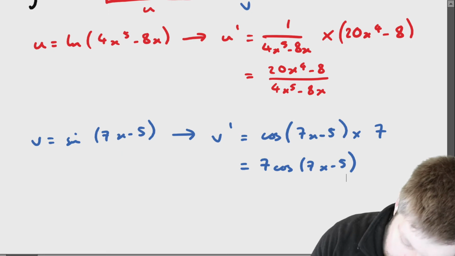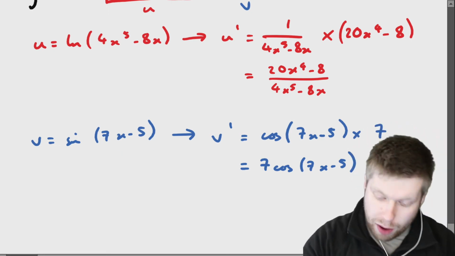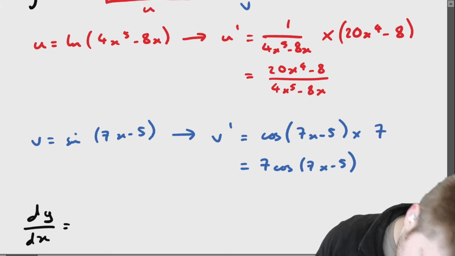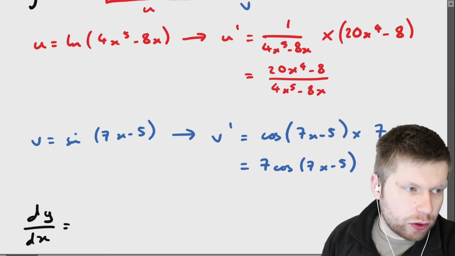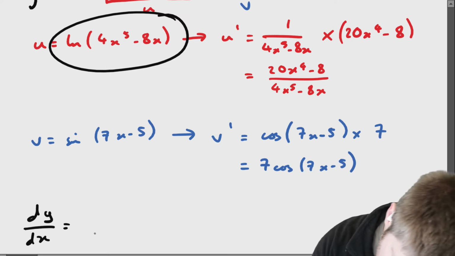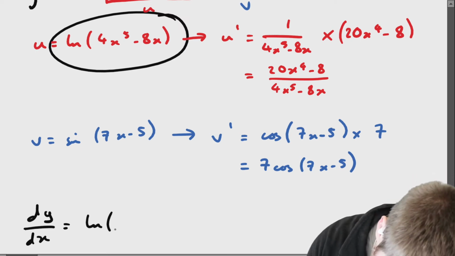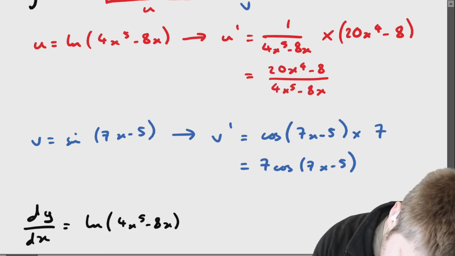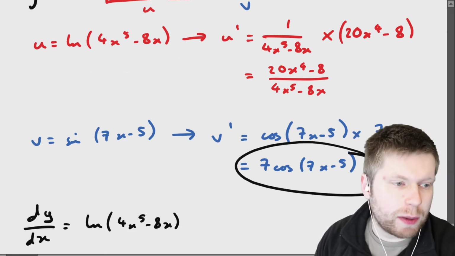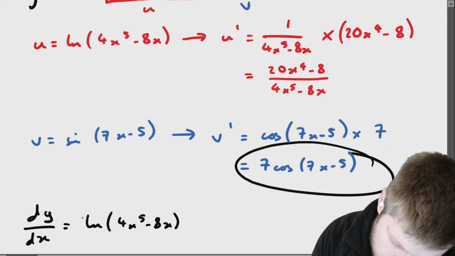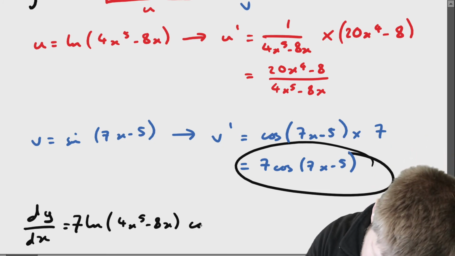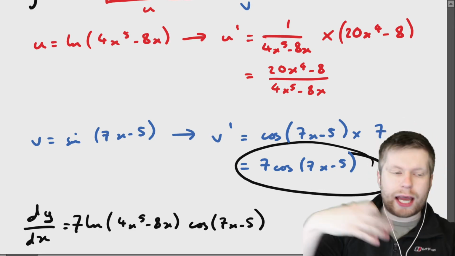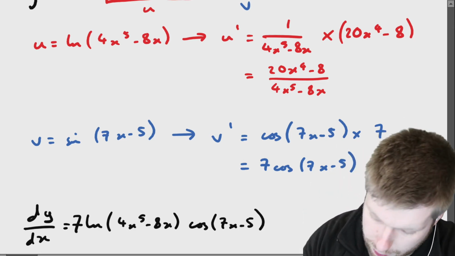Okay, fantastic. Now I'm in a position where I can actually use my formula to work out the derivative of my original function. So it's going to be u multiplied by the derivative of v. So u is equal to the natural log of 4x to the power 5 minus 8x, multiplied by the derivative of v, which is 7 times the cosine of 7x minus 5. I'm going to pull the 7 all the way out the front, and I'll end up with the cosine of 7x minus 5 at the end there. It doesn't really matter because it's multiplication. I'm just doing it in a slightly different order to make it look prettier.